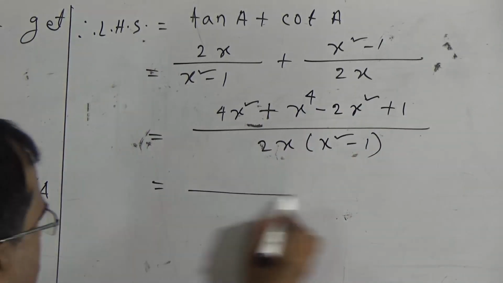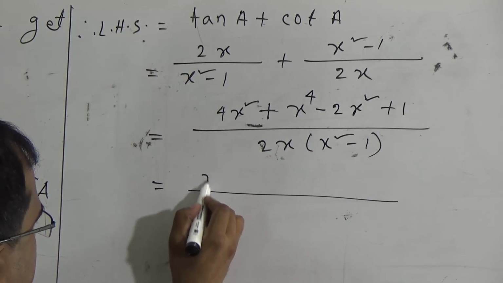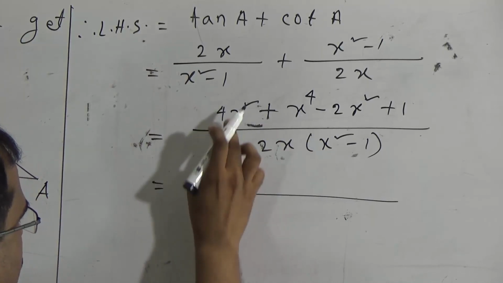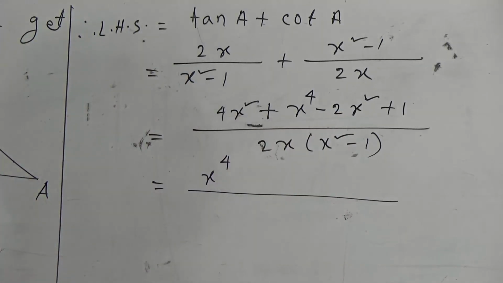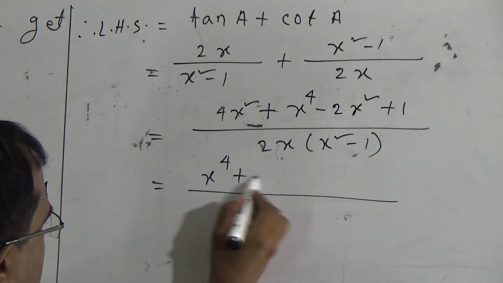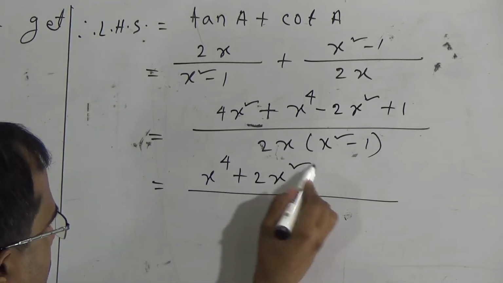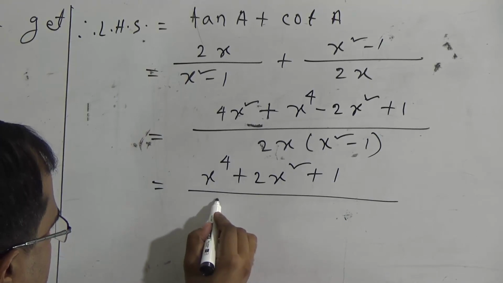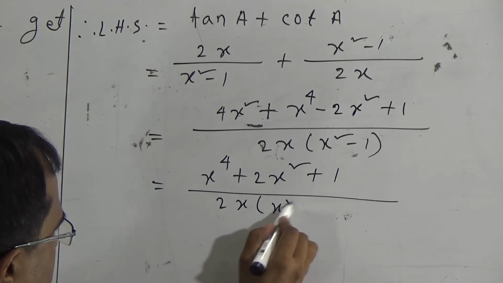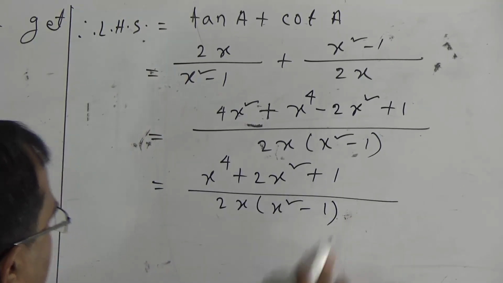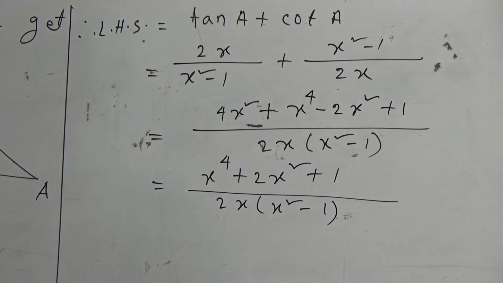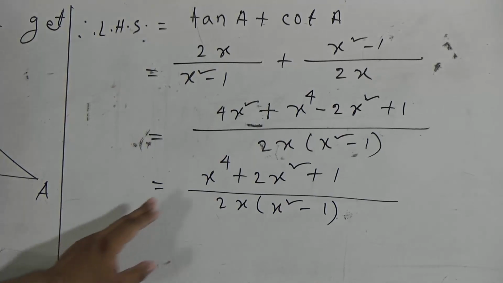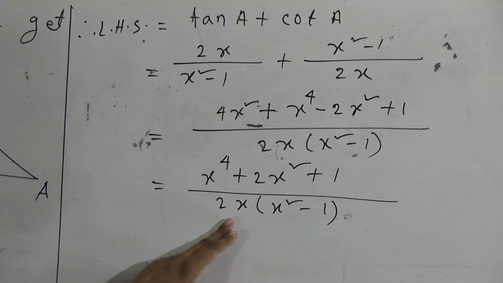This is equal to, at first we will write x to the power 4. Now 4x square minus 2x square is equal to plus 2x square, plus 1, divided by 2x into x square minus 1. Okay, now we will find out the value of the right hand side. Here the value of the left hand side is x to the power 4 plus 2x square plus 1 by 2x into x square minus 1.